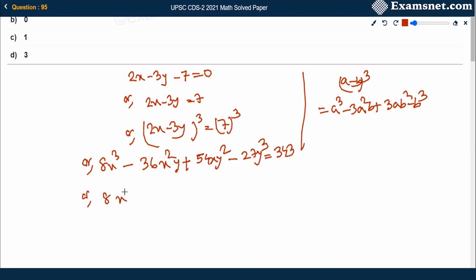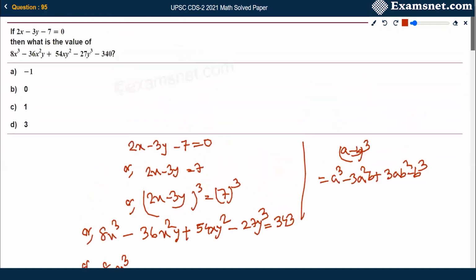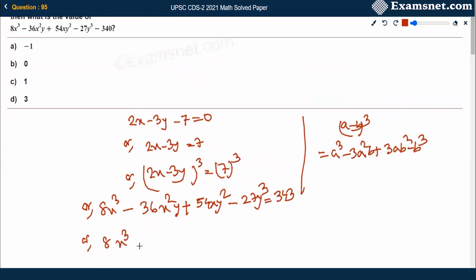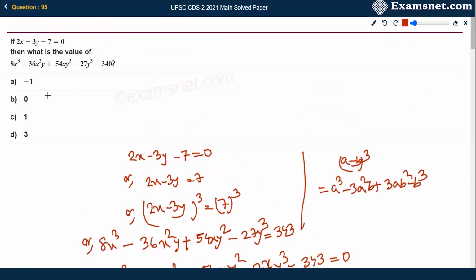Further, we can arrange it in a proper way. We just need to bring it to the other side, that is minus 343 equals 0. Look, what is the value of this given expression? That is 0. Option B is the correct answer.